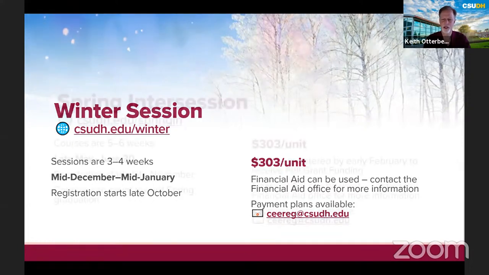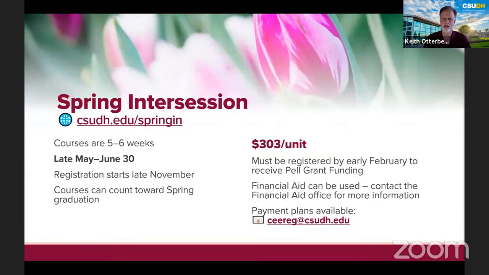Next is spring intersession. This is a session that starts at the end of the regular spring term and runs until the end of June. Registration starts in late November on the Monday after Thanksgiving, and you must be registered by early February to receive Pell Grant funding for these classes. Like winter session, the cost is $303 a unit. Financial aid can be used, and payment plans are also available.